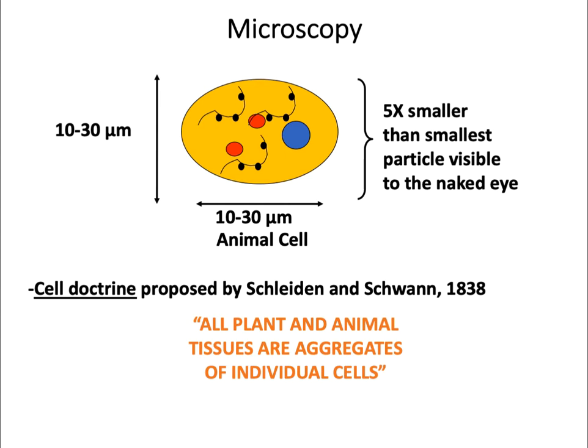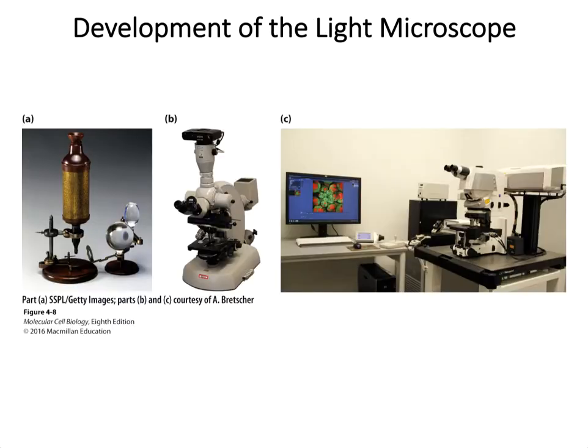The first good microscope was developed in the 19th century. At that time, it was first discovered that plant and animal tissues are actually aggregates of individual cells. This discovery is known as cell doctrine and marks the birth of cell biology. Early microscopes like this one, used by Robert Hooke in the 1660s, used lenses or a mirror to illuminate the specimen and first revealed the existence of cells, which revolutionized science.